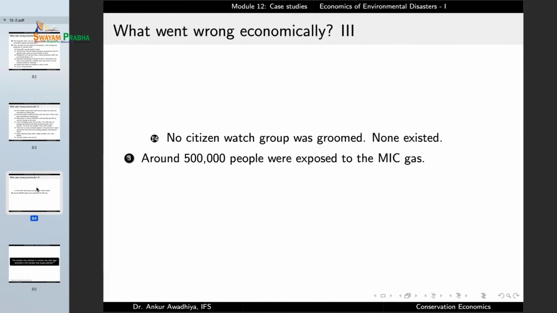And no citizen watch group was groomed and none existed. Again, when we talk about stakeholders, this was the level of stakeholder participation. So when there was the release of this gas, this release happened because in one of the tanks, water got in because one of the valves was leaky. And when the water gets in, there is an exothermic reaction. The tank is already above the stipulated level of capacity, and it is kept much warmer than is desired.